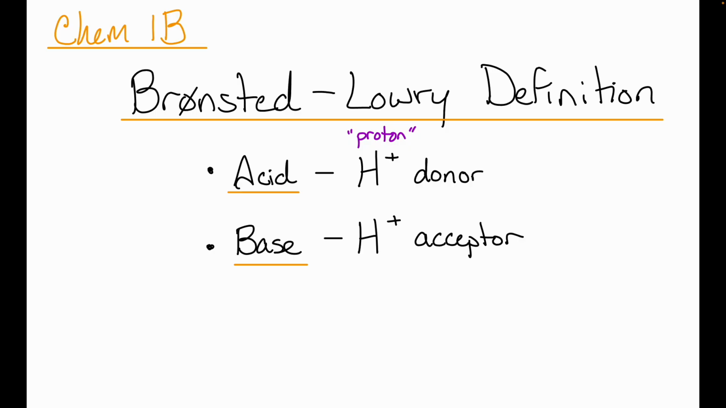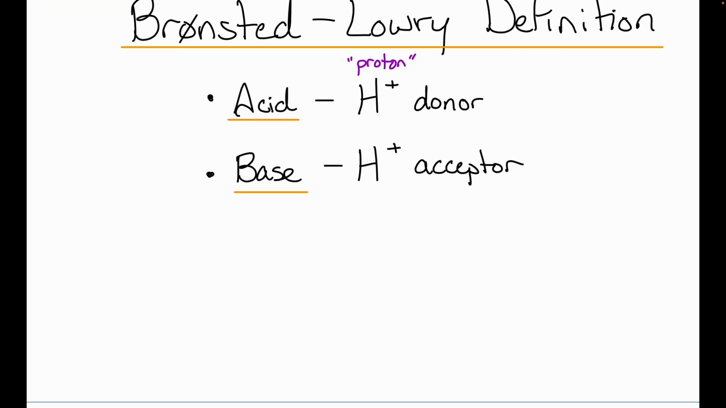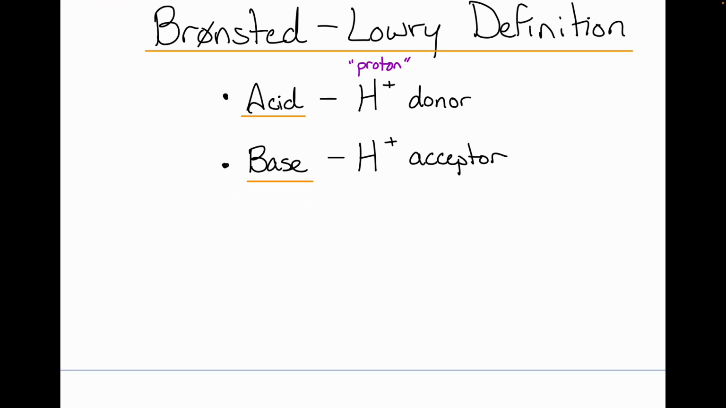All right? So let's look at an acid-base reaction that would not follow our Arrhenius acid-base definition. All right, we're going to take HNO3. This is nitric acid. So this is going to play the role of our acid in this reaction. And our base, we're going to use an organic base, ammonia.